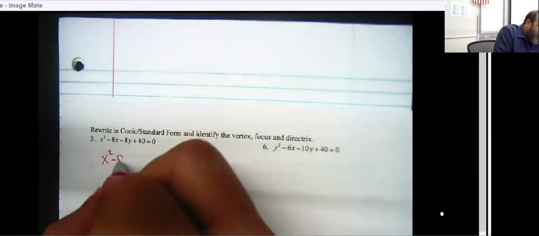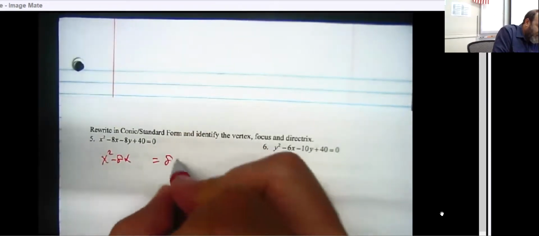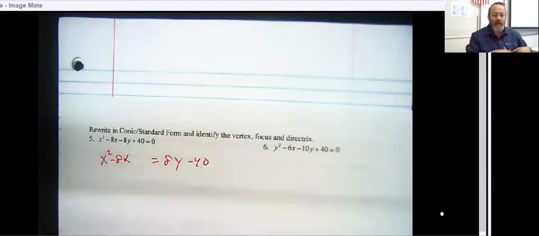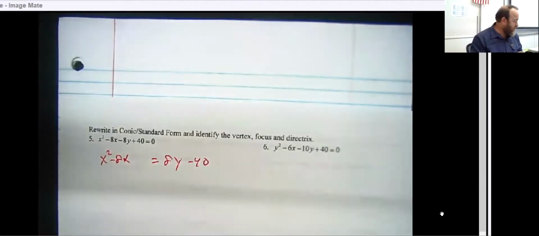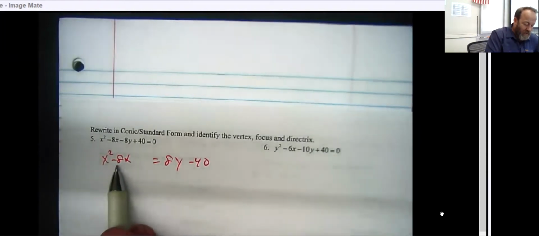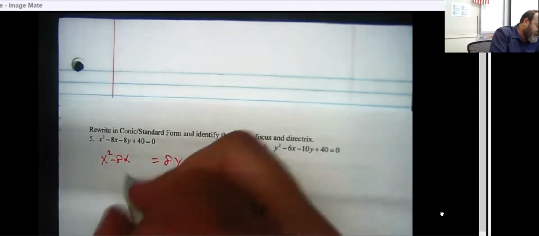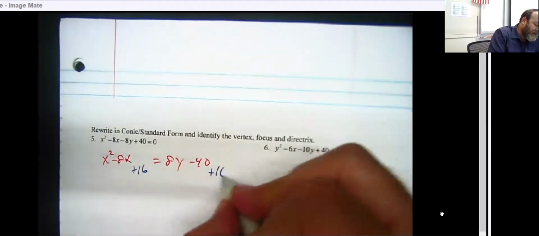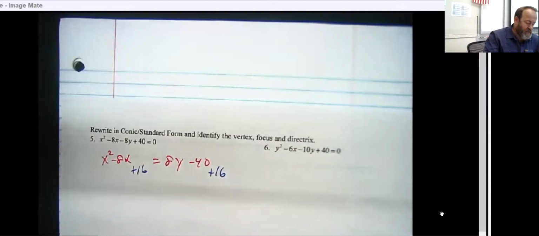So the first thing that I'm going to do is I notice that x is squared, so I'm going to keep the x's on one side, and I'm going to move everything that is not involving x to the other side. And what we're going to do is we're going to complete the square. Since half of 8 is 4, actually negative 4, and square that I get 16, I'm going to add 16 to both sides. That would create a nice perfect square.